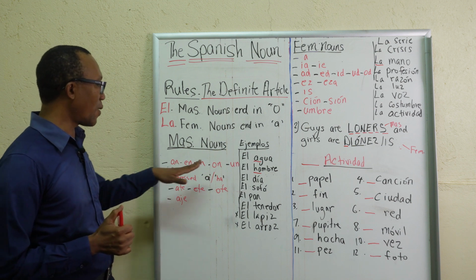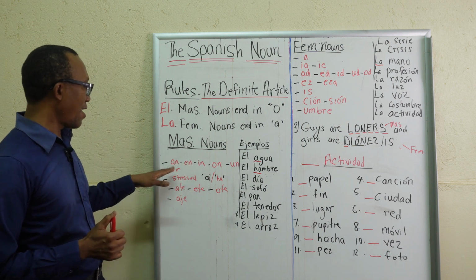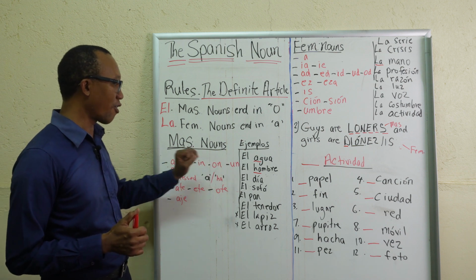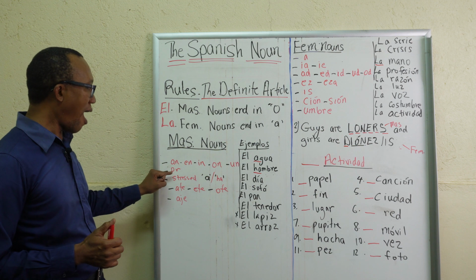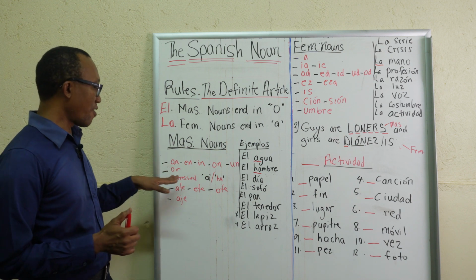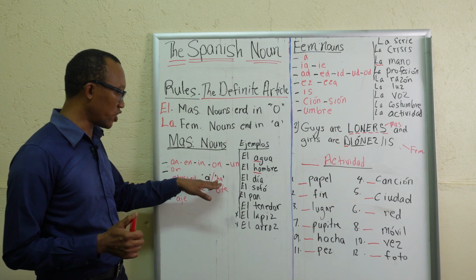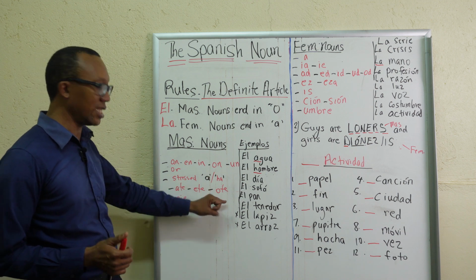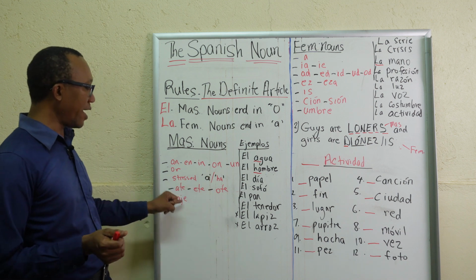So the masculine nouns, we have some tips here. If they end with AN, EN, IN, ON, or UN, we are going to use el. OR, we are going to use el. If it has a stressed A or HA, we're going to use el. ATE at the end, ETE or OTE, el again, or AJE.